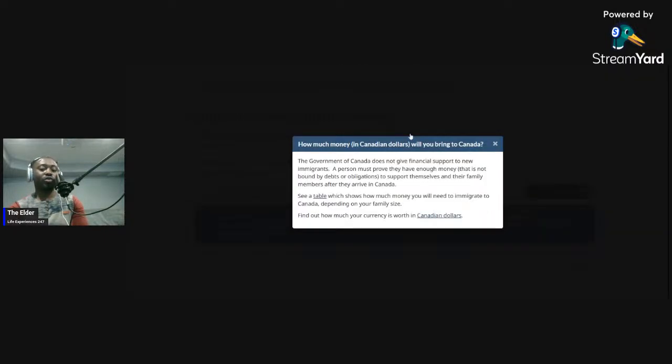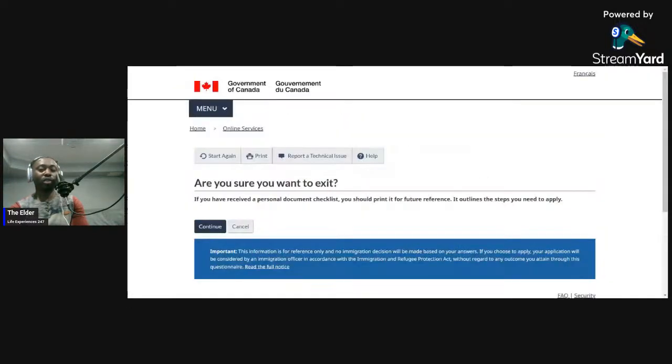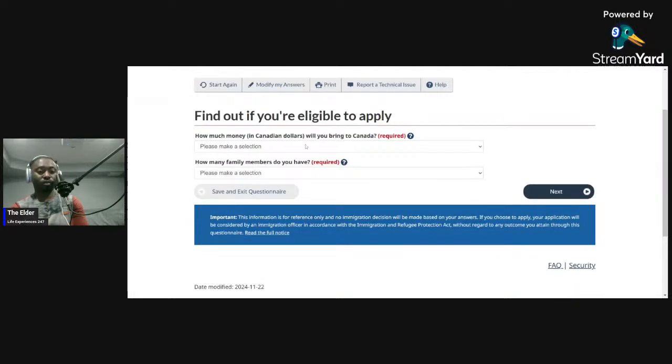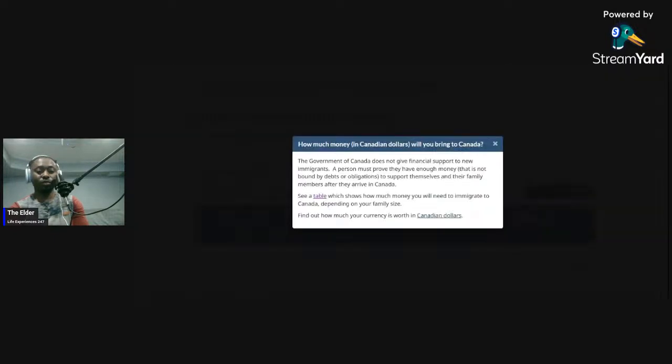So I am actually going to show you a table which shows how much money. I'm going to take you to the page where you can see how much money you need to have before you move to Canada. Let me see if I'll be able to get that for you.